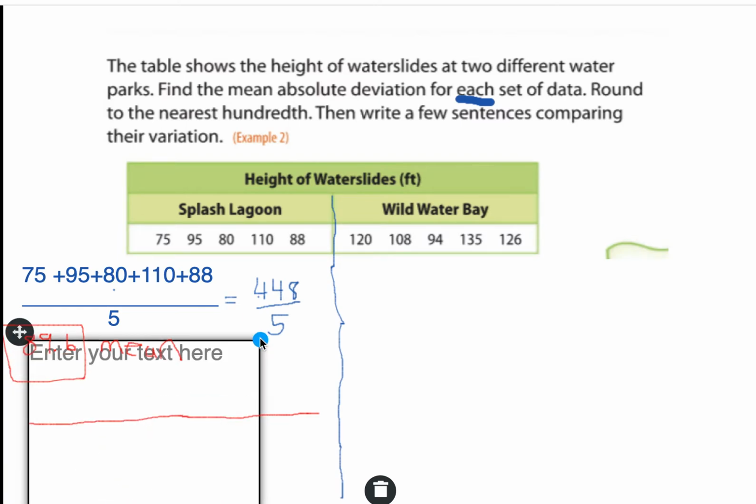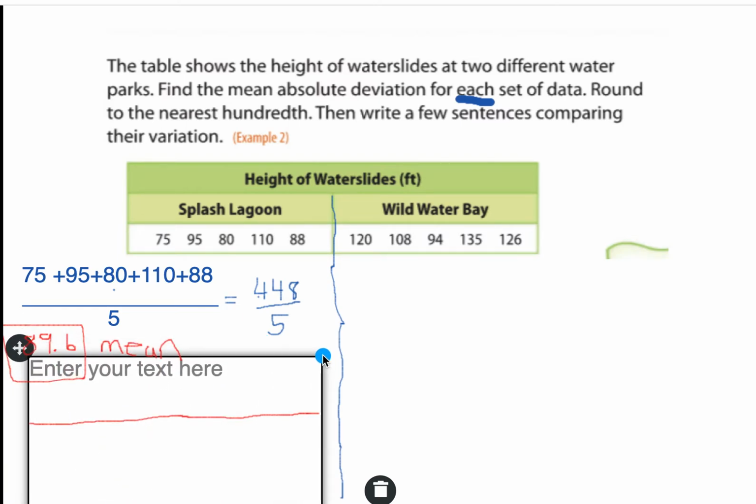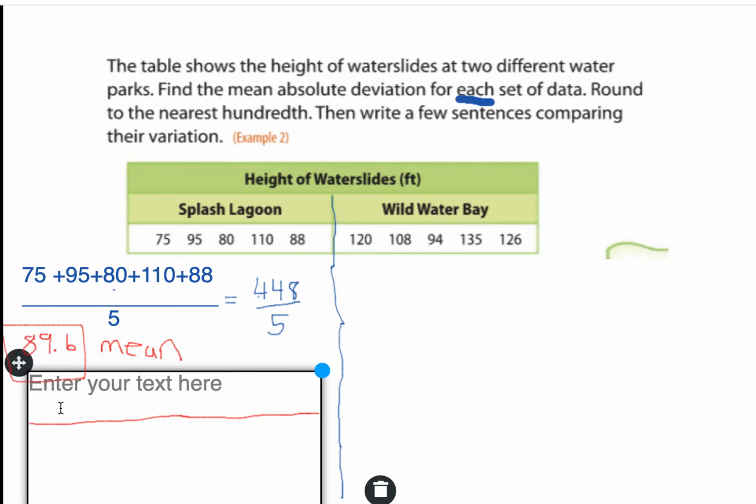So go ahead, and while I'm writing this in there, since you have the numbers correctly in there, you're going to be dividing it by 5. So you should have an answer really quick.